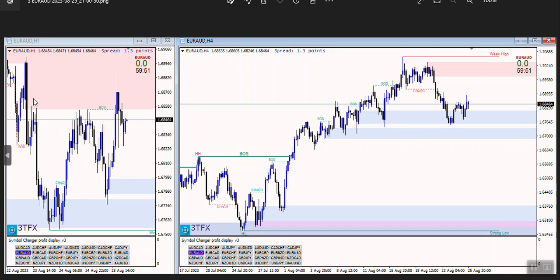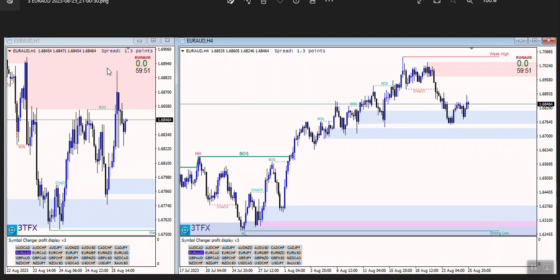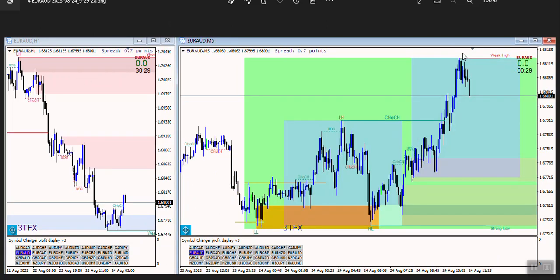So I was expecting price to get to this order block on the 1-hour time frame, and price actually pushed to it. From here, price pushed into the order block. Now let's look at it. So on a 1-hour time frame, price got into this order block, right? So from here, this is what I did.